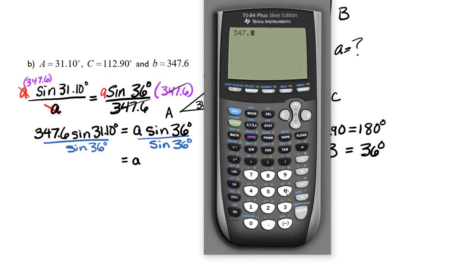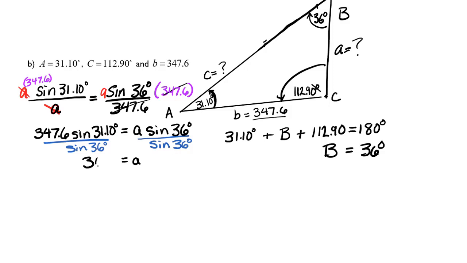First, I'll calculate 347.6 times sine of 31.10 degrees. That gives me 179.54, rounding up to 0.55. And then I will divide that by sine of 36 degrees. That gives me a side for A of 305.46. So I can replace this question mark here for side A with 305.46. Go ahead and do the same process for side C.